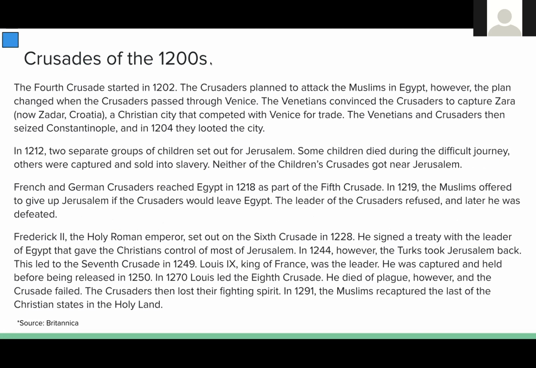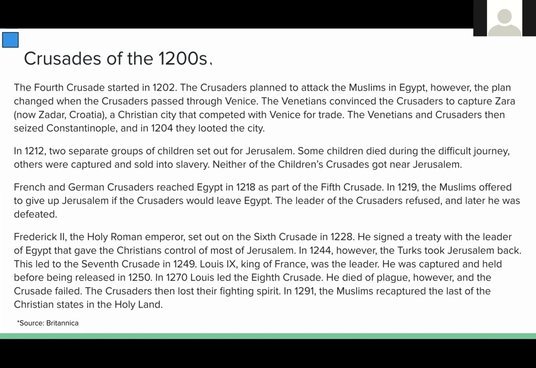In the 1200s, the Fourth Crusade started. Although the Crusaders originally planned to attack the Muslims in Egypt, they instead passed through Venice and so captured Zara, which is a Christian city that competed with Venice for trade. And then they also seized Constantinople, the city they were supposed to protect, and they also looted the entire city.